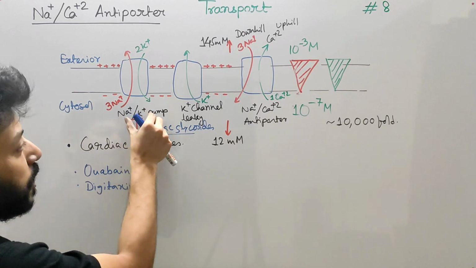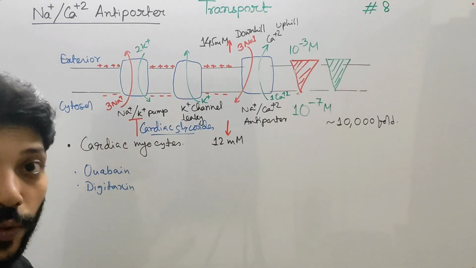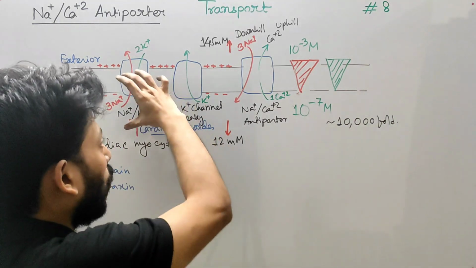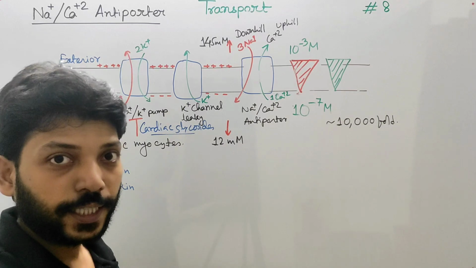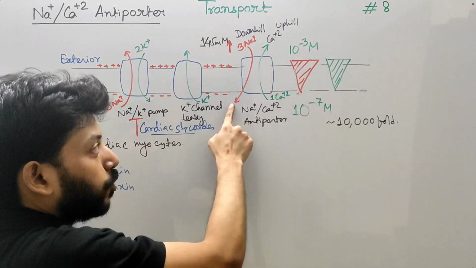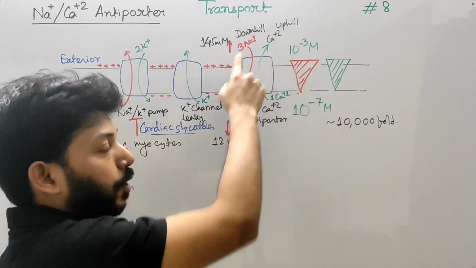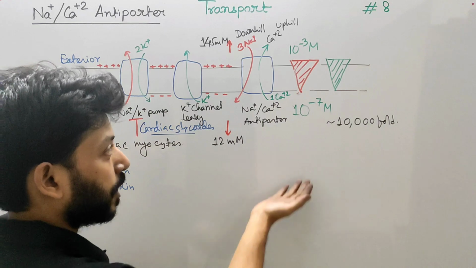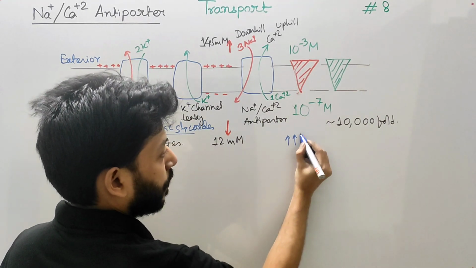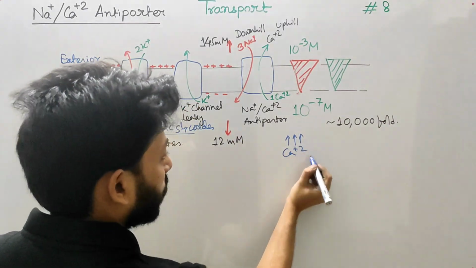So if we inhibit this pump, what will happen? The sodium concentration gradient will be reduced and the membrane potential will be disrupted. That will decrease the movement of sodium from outside to inside, and that will also decrease the movement of calcium from inside to the outside. And what will happen? The concentration of calcium will start to increase inside. So if we inhibit this pump, the calcium concentration will start to increase.